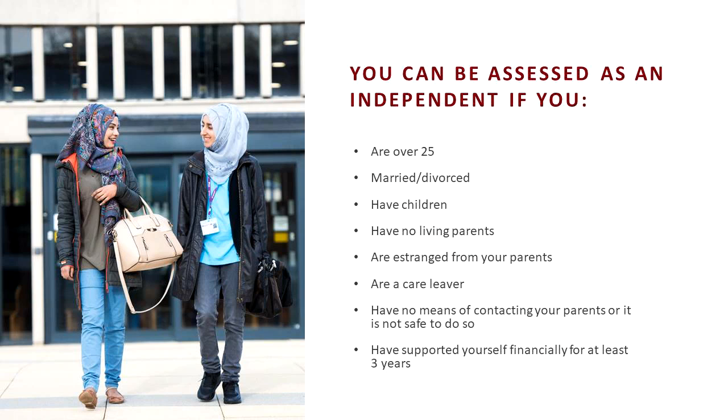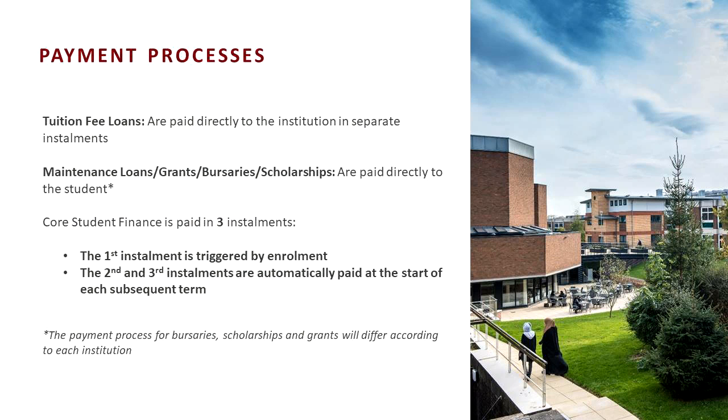And that would be a conversation you would need to have with student finance. So that payment process, as I've already said, tuition fee loans are paid directly to us as universities. Any maintenance loans, grants, bursaries or scholarships are paid directly to you as a student, typically in 3 instalments across the year. So the first instalment triggered by enrolment, so September, October time, and the second and third instalments are automatically paid at the start of each subsequent term, so typically early January and around about Easter time.